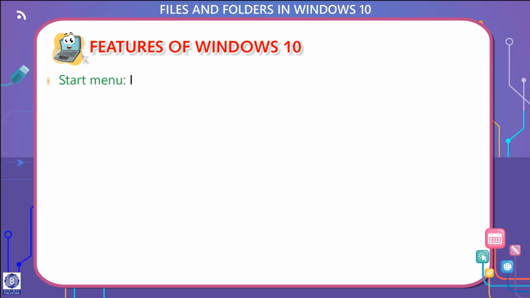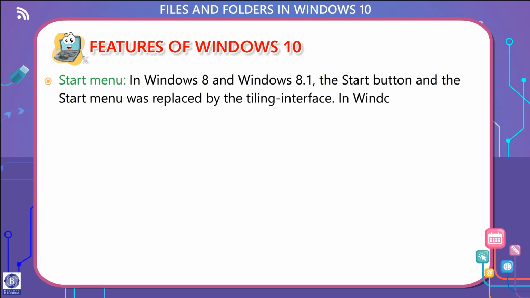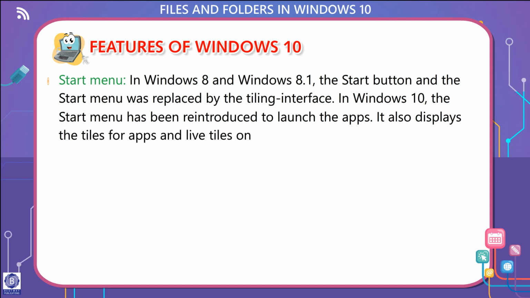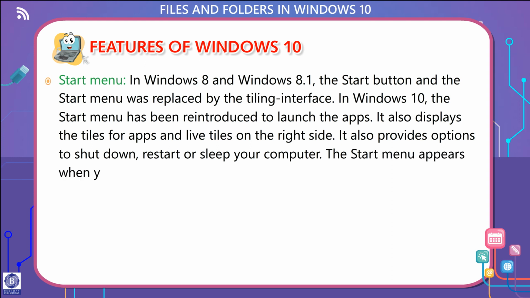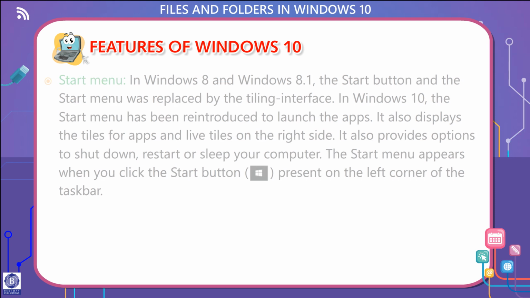Start menu. In Windows 8 and Windows 8.1, the Start button and the Start menu were replaced by the tiling interface. In Windows 10, the Start menu has been reintroduced to launch the apps. It also displays the tiles for apps and live tiles on the right side. It also provides options to shut down, restart, or sleep your computer. The Start menu appears when you click the Start button, present on the left corner of the taskbar.